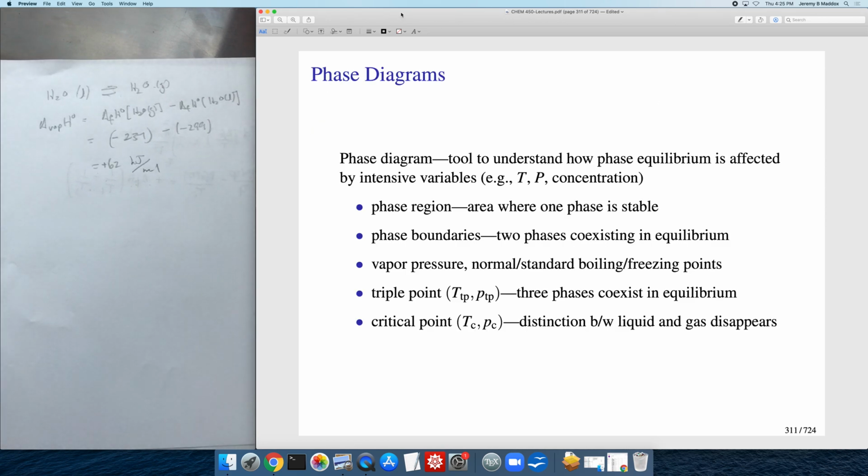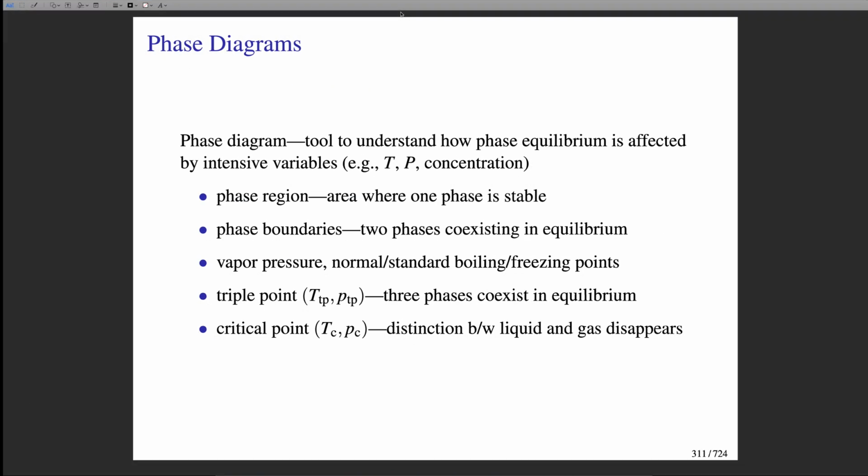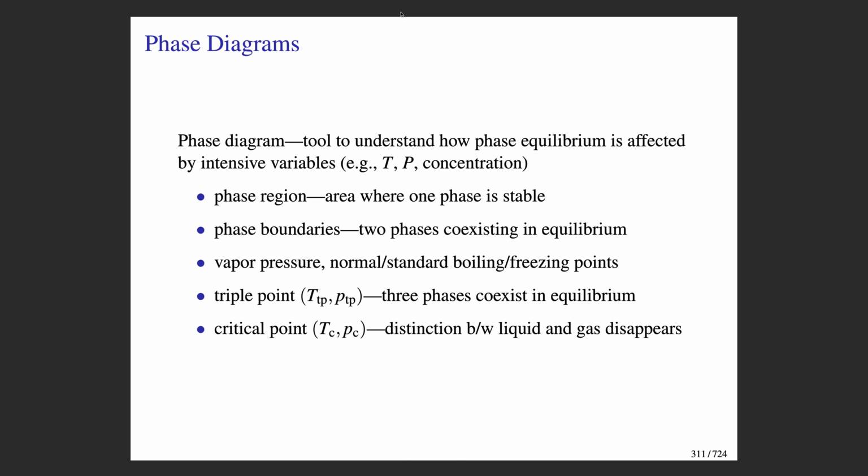All right. So we will come back to the topic of chemical potential. For now, we are going to talk about phase diagrams. Phase diagrams are a useful tool for understanding how a phase equilibrium can be affected by changes in temperature and pressure, and also concentration, although we're dealing with pure substances mostly in this chapter.